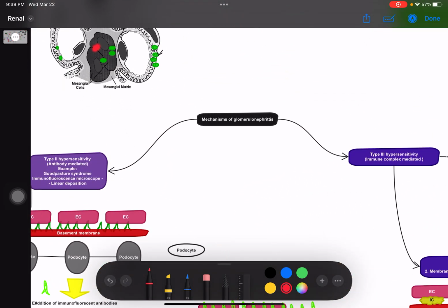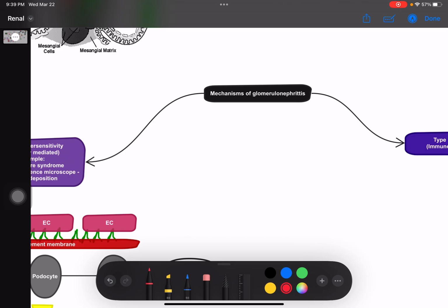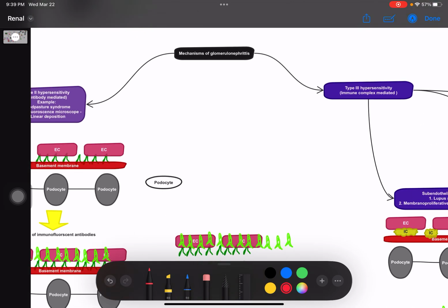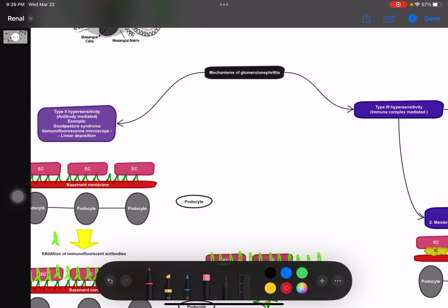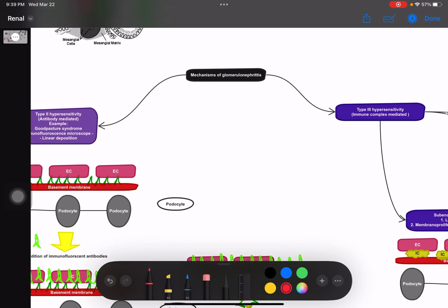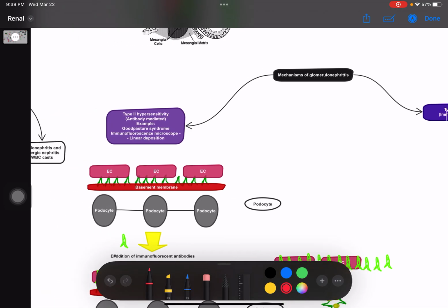Okay, now the most important part is the part with glomerulonephritis. There are many types of glomerulonephritis. Most of them are characterized by a hypersensitivity reaction. We have two types of hypersensitivity reaction, hypersensitivity type 2 and 3.